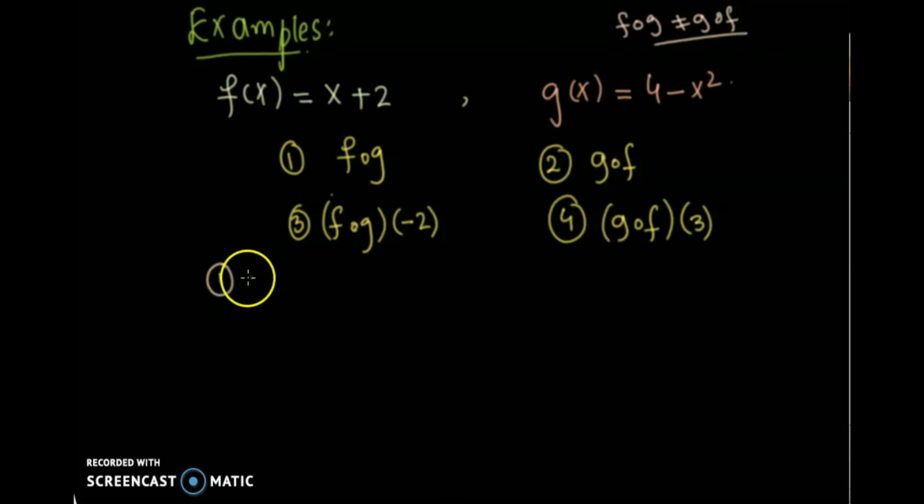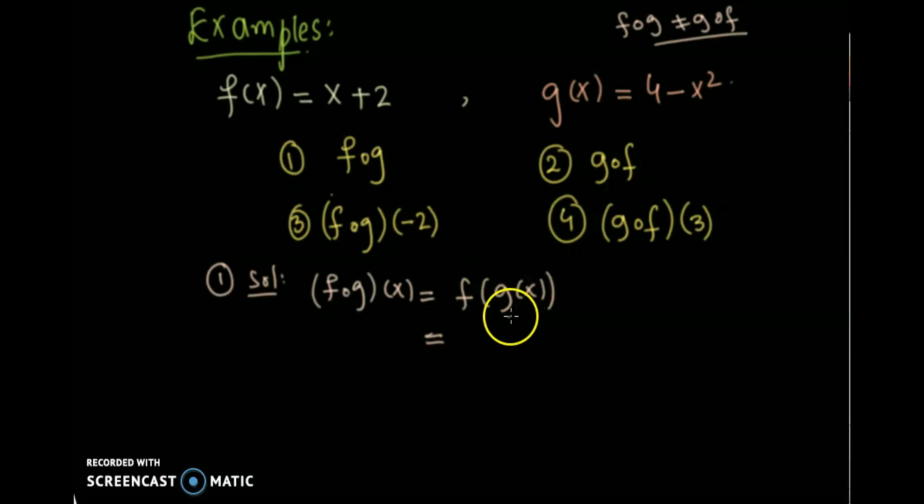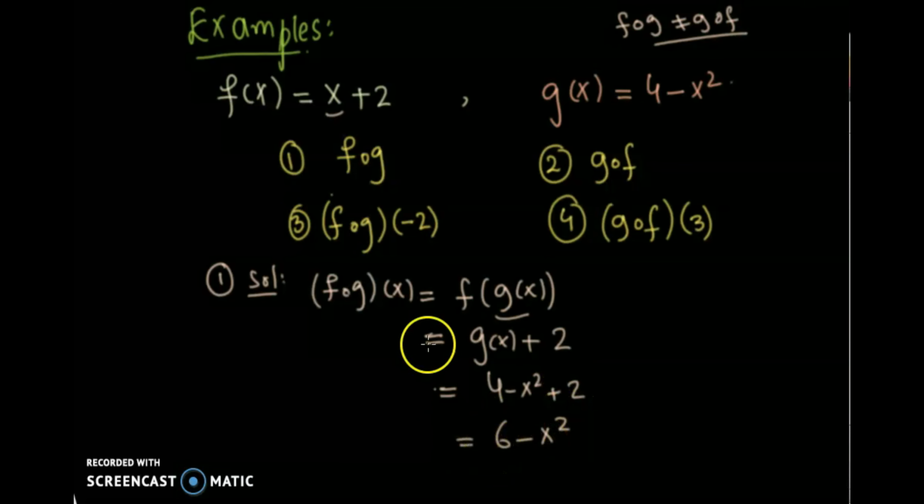So let's get started with the first one. f of g operating onto x will be f of g of x. It means you have to insert g of x into f of x. So this g of x will be replaced here at x. So g of x plus 2. Then g of x is 4 minus x square, plus 2. So you will get 6 minus x square. So this is the composition f of g.